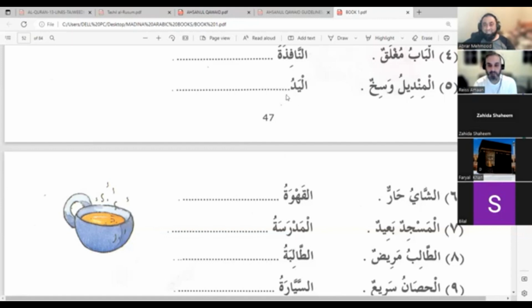Let's make a feminine sentence here now. Like the first one, al-yadu, which means the hand. You've got wasikhun, so how do we use that word? Wasikhat. Al-yadu wasikhatun. Alhamdulillah, yes. If you translate: the hand is dirty.